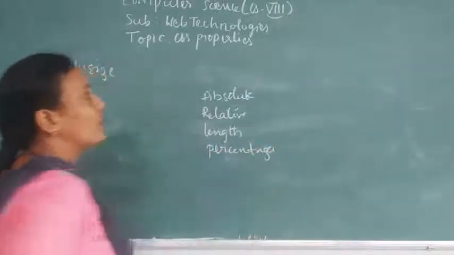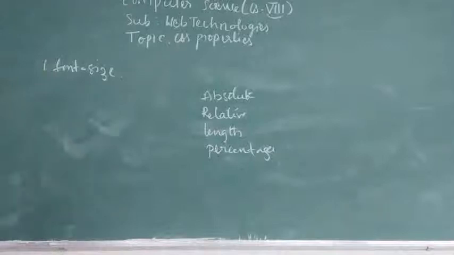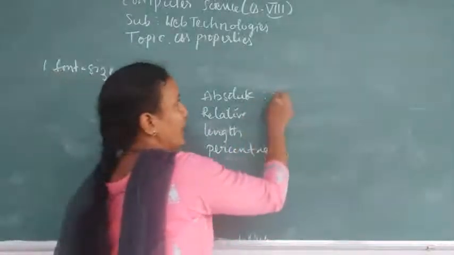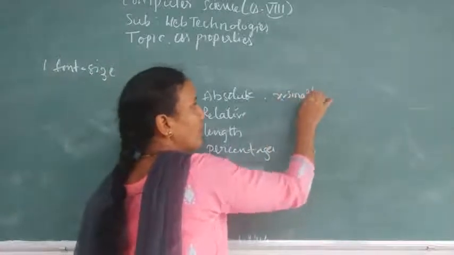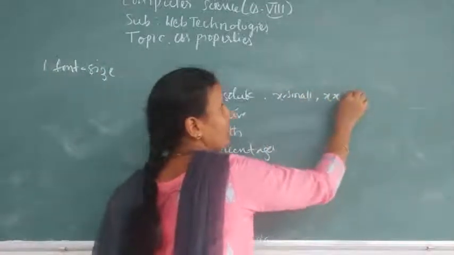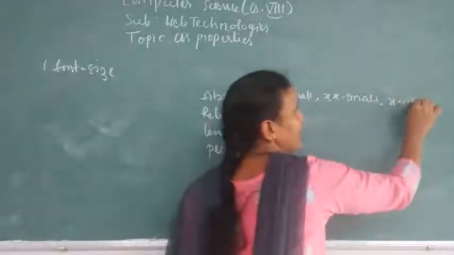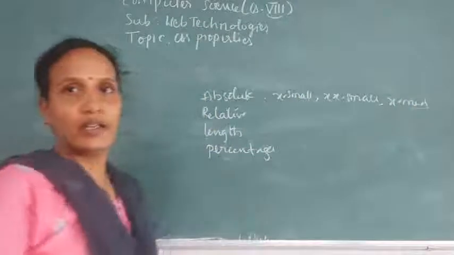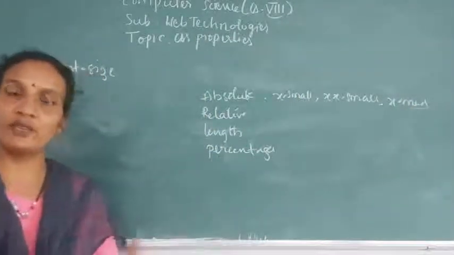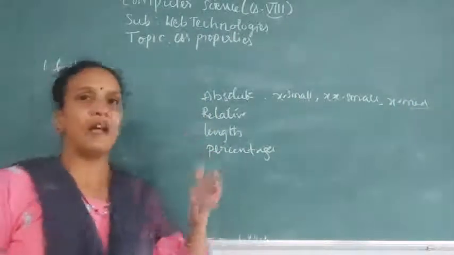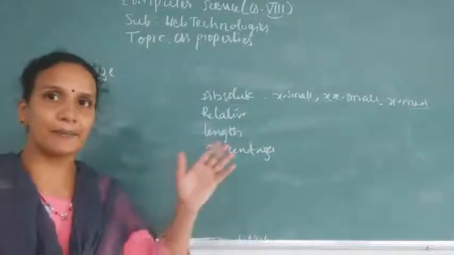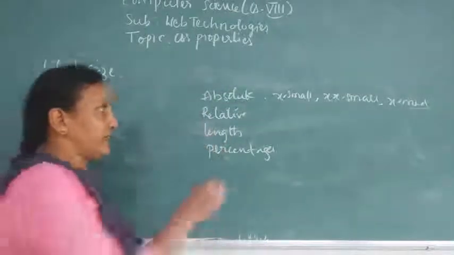There are four ways you can give the size of the font. For absolute, it means values like xx-small, x-small, medium, x-medium, xx-medium. Absolute means a fixed size was there inside the system, and that will be applied to your text.